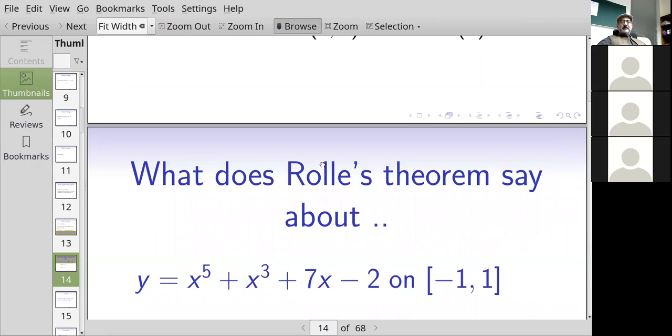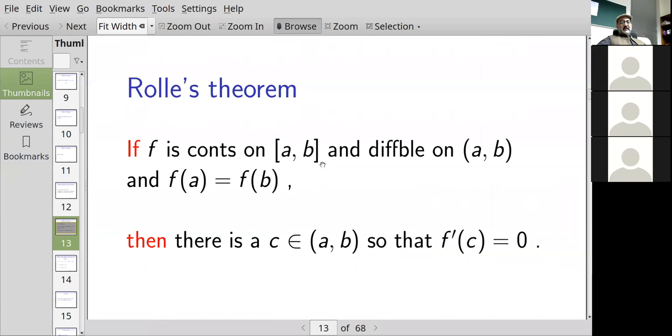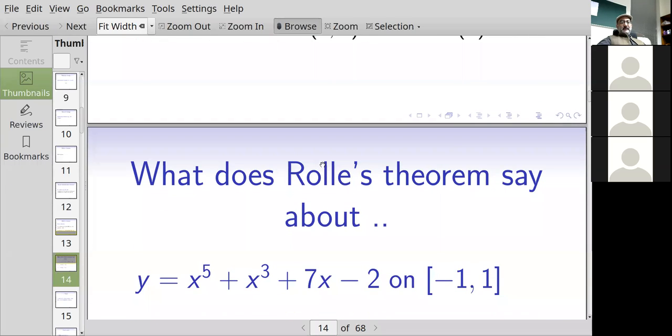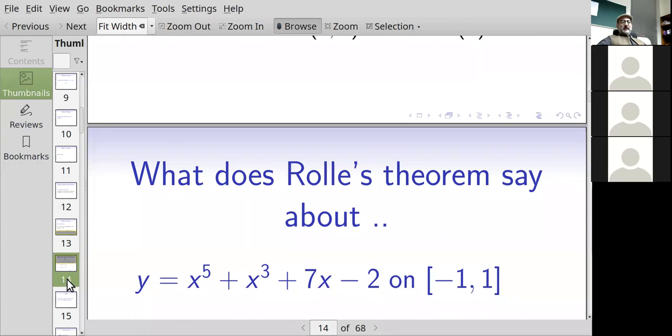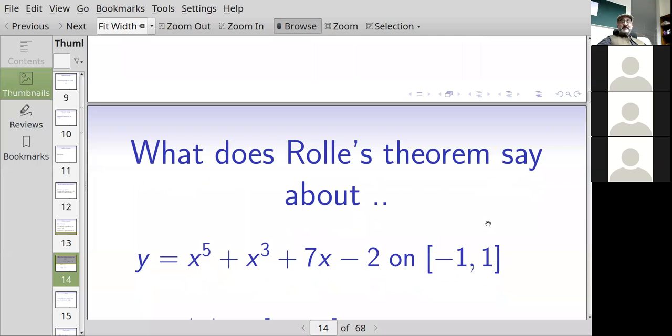Yes, because polynomials are continuous everywhere. No problem. Is it differentiable on the open interval from -1 to 1? Yes, because polynomial functions have a derivative everywhere. So in particular, they have a derivative on this particular open interval. Is y of -1 equal to y of 1? No, I think it isn't. So you couldn't apply Rolle's theorem here. Okay.